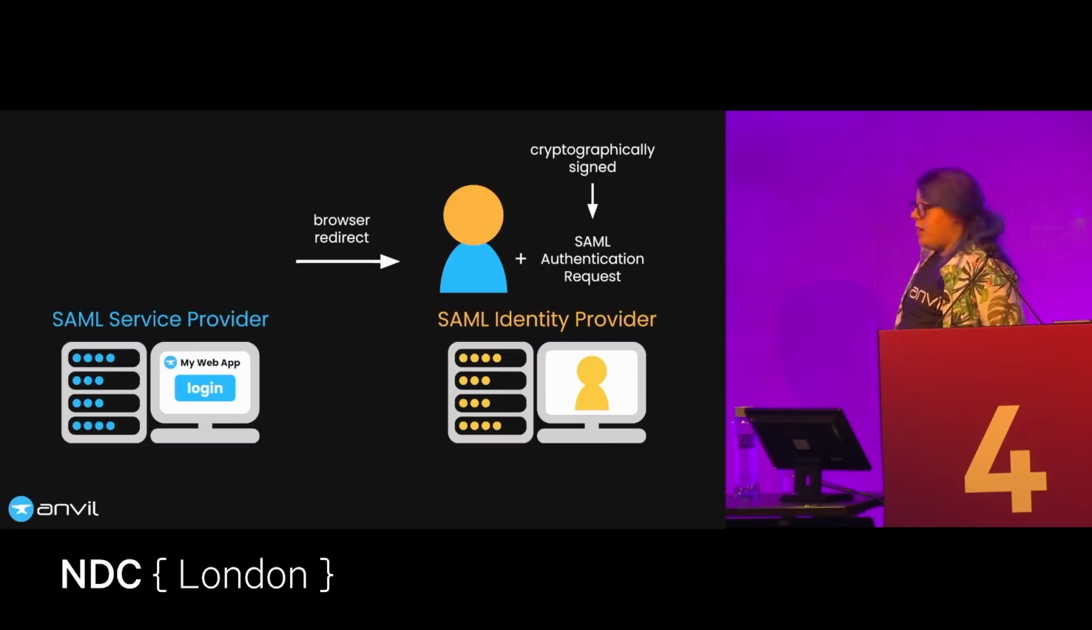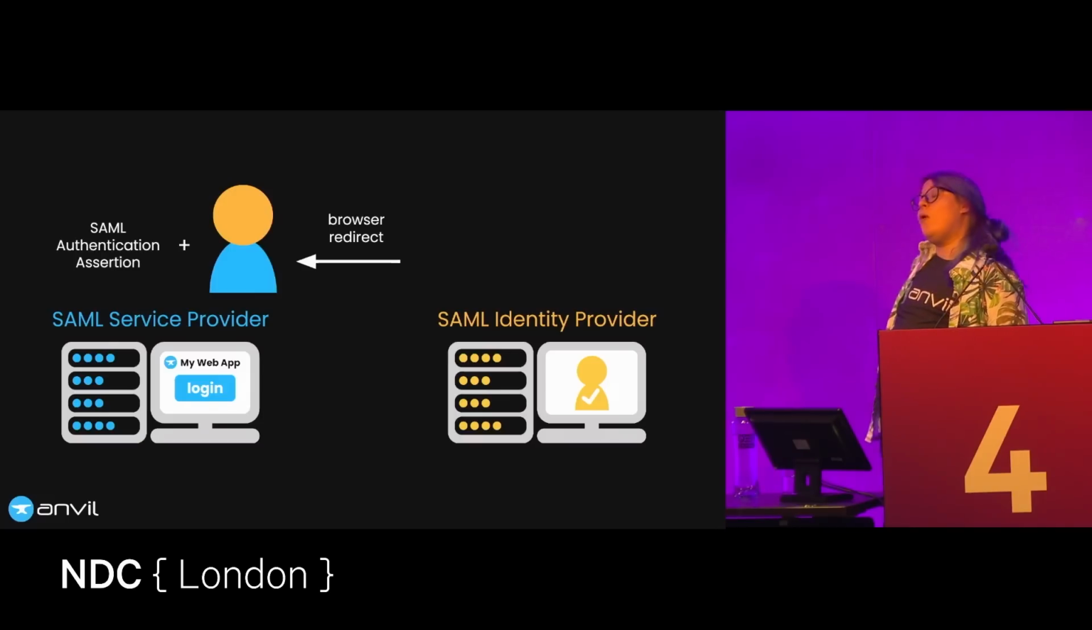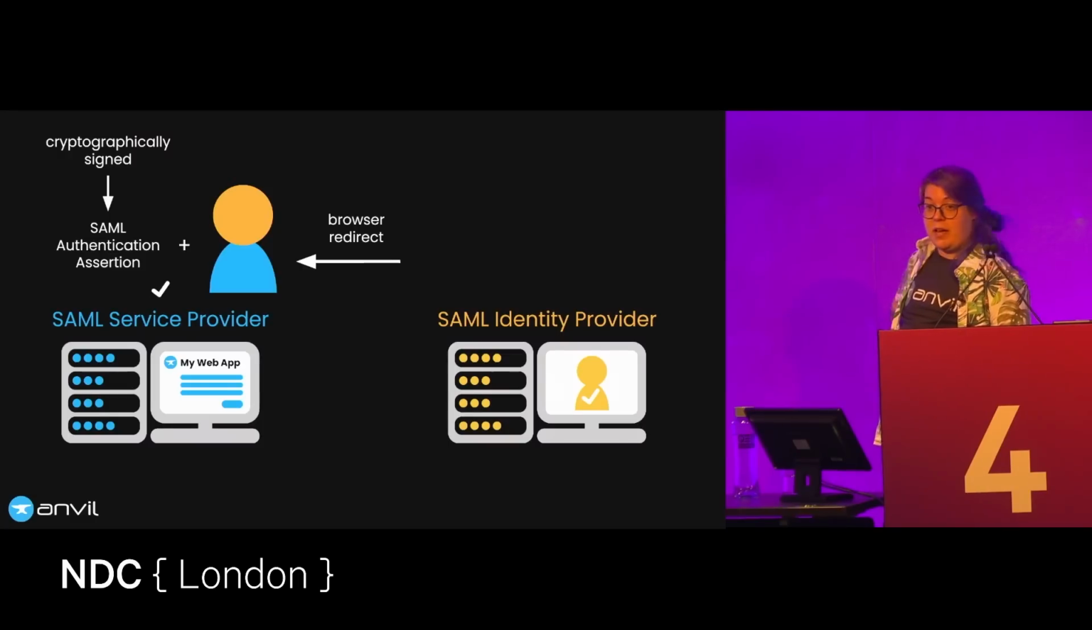The SAML identity provider authenticates you and then sends you back with a SAML authentication assertion, asserting who you are and that the SAML service provider should trust you. This should also be cryptographically signed. And the SAML service provider is able to parse that XML assertion and say, yes, I know who you are, you can get to your HR system, or whatever.